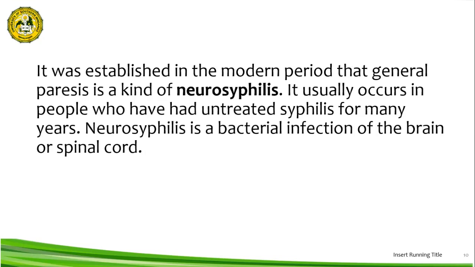It was established in the modern period that general paresis is a kind of neurosyphilis. So what is neurosyphilis? Neurosyphilis is a bacterial infection of the brain or spinal cord. It usually occurs in people who had untreated syphilis for many years. The discovery of Viennese psychiatrist Richard von Krafft-Ebing is still true up to this day.